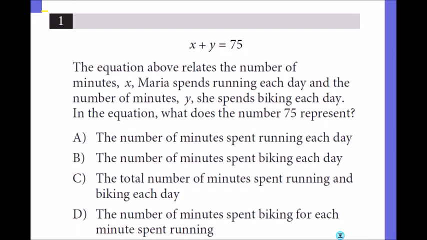Number 1, the equation above relates the number of minutes X Maria spends running each day, so X is running time in minutes, and the number of minutes Y she spends biking each day. So in the equation, what does the number 25 represent? So you add these two to get 75, so it's a total number of minutes that she runs and bikes.